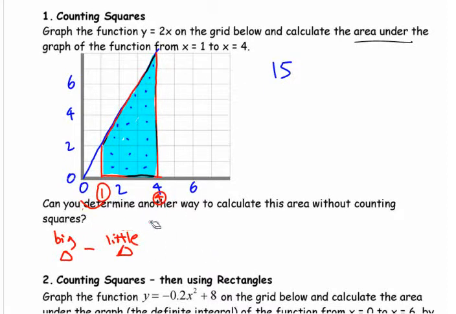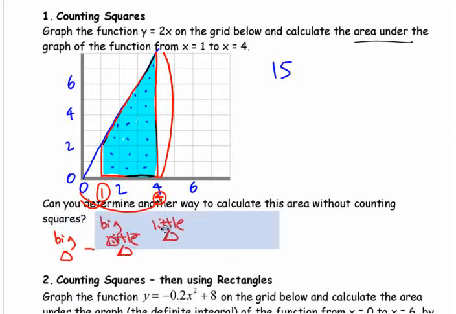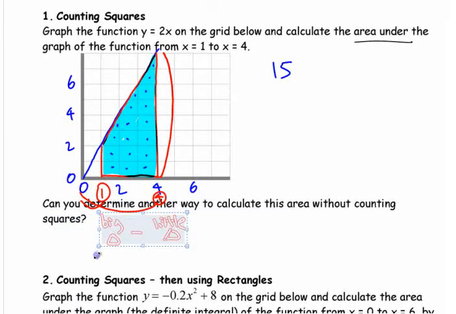If you were actually doing that, the big triangle is 4 times 8 divided by 2. So we'd have 4 times 8 divided by 2 minus the little triangle, which is 1 times 2 divided by 2, which is 1. So we got 16 minus 1 is 15.